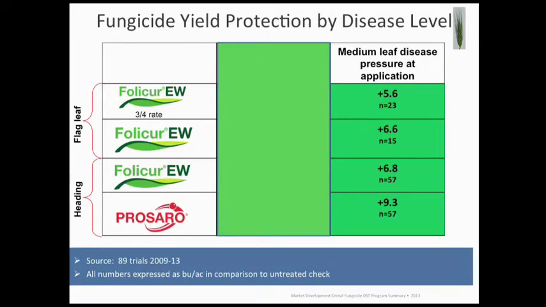And the slide showed medium to high leaf disease pressure on the right-hand side. And as expected, no surprise, there's disease present. We're applying fungicides in this case, and we see a yield increase. The numbers here are shown in bushels per acre.